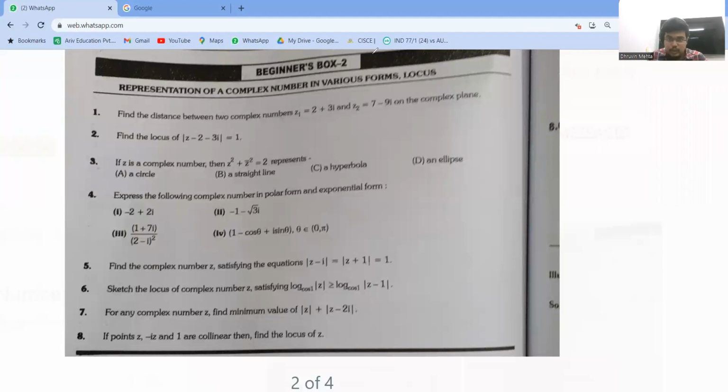Chalo, so now we are taking questions which are based on locus, that is application of complex numbers in geometry. Take question 2 there. In every sum of finding locus, we will start with an assumption, let z is equal to x plus iy. So in second one, we have mod of x plus iy minus 2 minus 3i equal to 1.